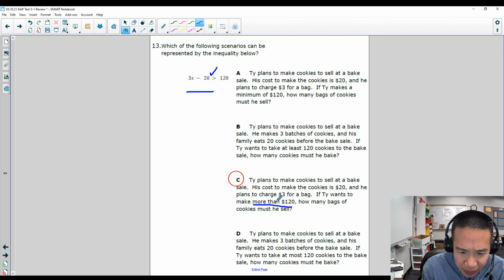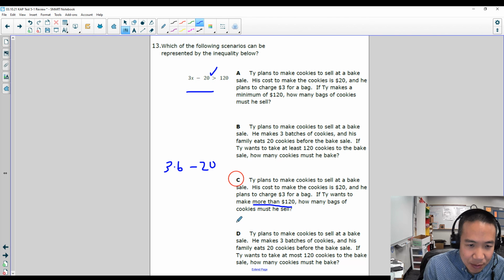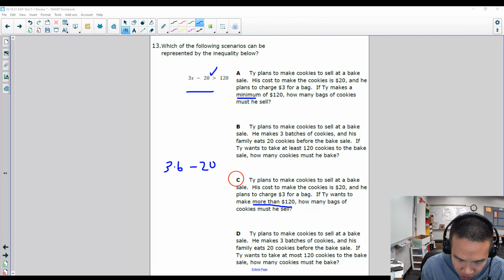Let me make sure why it is subtracting. He charges $3 times the number of bags he sells, but it costs him. He has to pay back that $20. That's why it's subtraction. C is the best answer. First of all, I know this is wrong because this is minimum. That is not the same one. And this one shows at most. So these are not the correct ones. And that's it. So that is our test to get you ready for test 5-1, one-step and two-step.